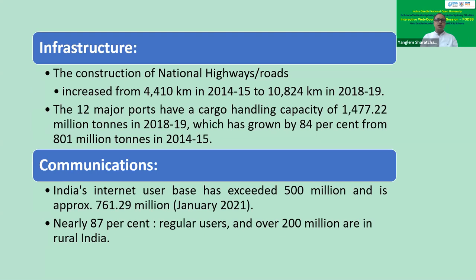Then if you look at some of the progress, the construction of national highways and roads is increasing. It was 4,410 kilometers in 2014-15, now it is 10,924. In the same way, the 12 major ports have a cargo handling capacity of 1,477.22 million tons in 2018, which grew 84% from the 2014-15 figure. In communication, the ICT components are also improving at high speed, with good progress.